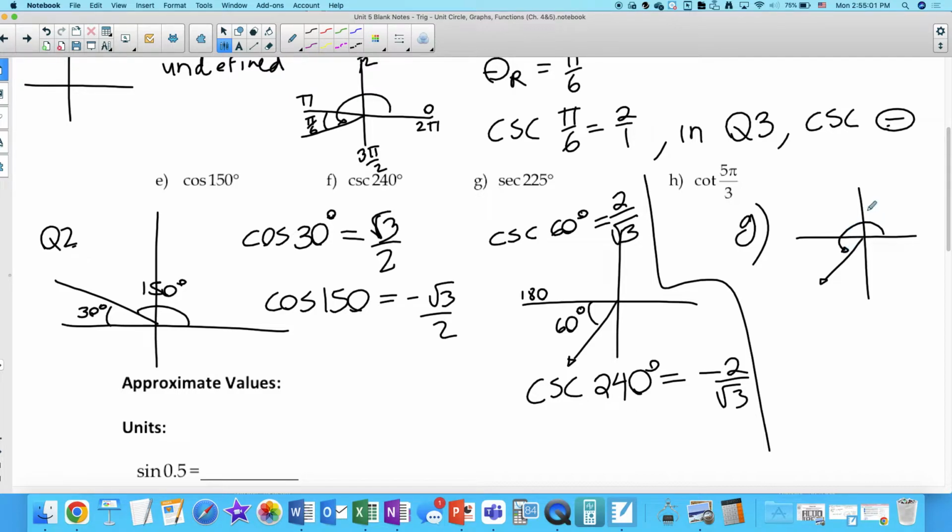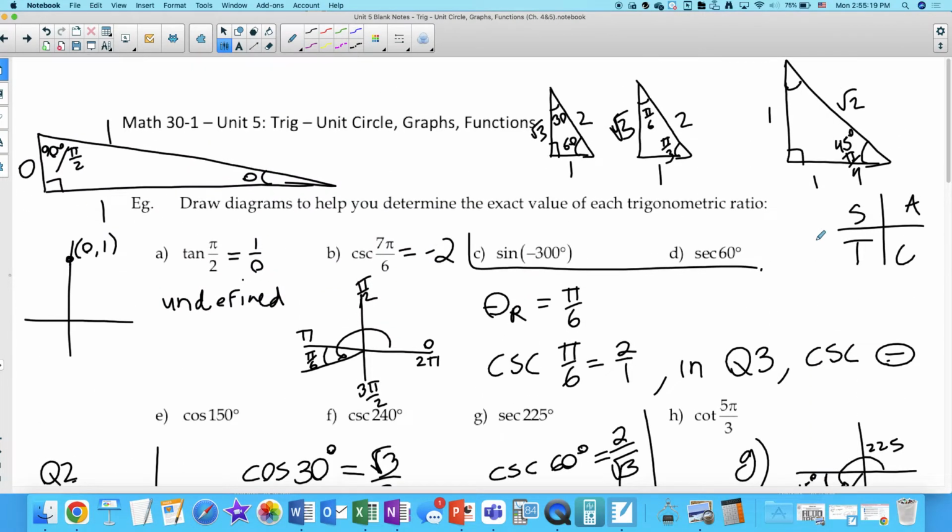That is 225. What is this angle over here? 45. Yes. Okay, so secant of 225. First I want to think about what is the secant of 45. Secant is the reciprocal of cosine. Cosine is 1 over root 2. The reciprocal of that is root 2 over 1.